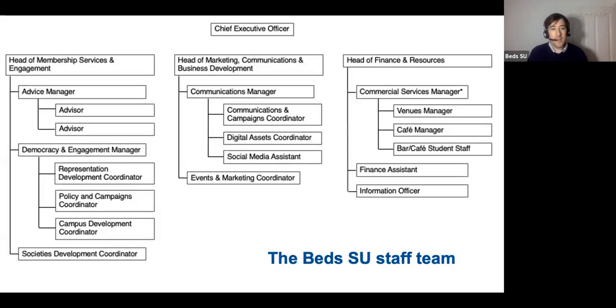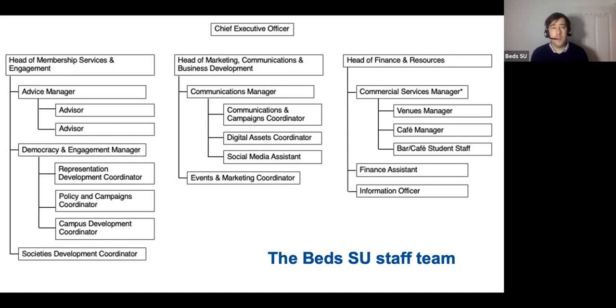So I've got a chart here. Don't want to confuse you. You don't have to understand what all of these are, but this is a picture of the staff team. So if you're elected to be an executive officer, you'll come and you'll join a much larger team of people working for students who are at the Students' Union. We employ lots of people at the Students' Union, and we employ them to provide the services and activities that I was talking about earlier.